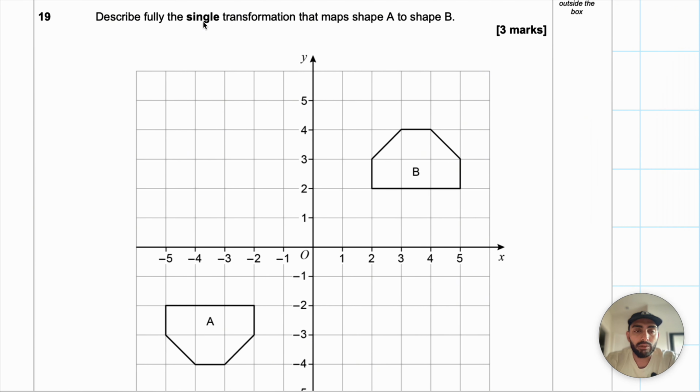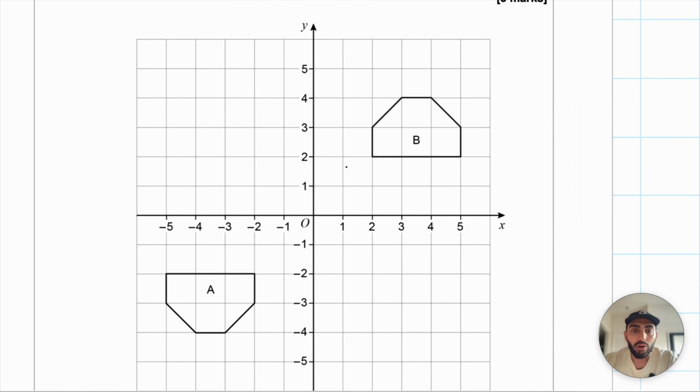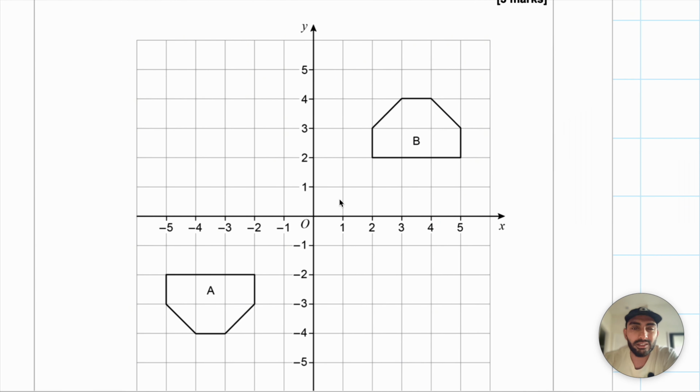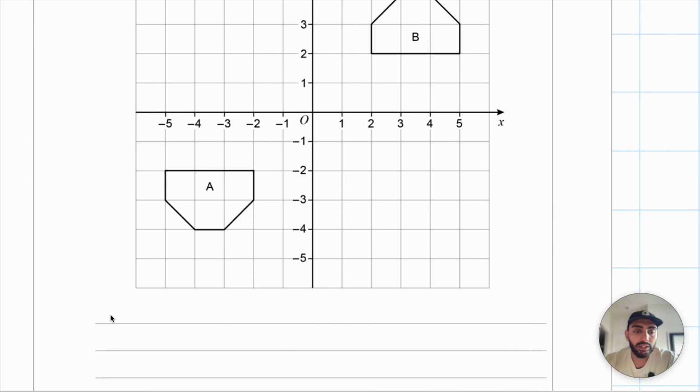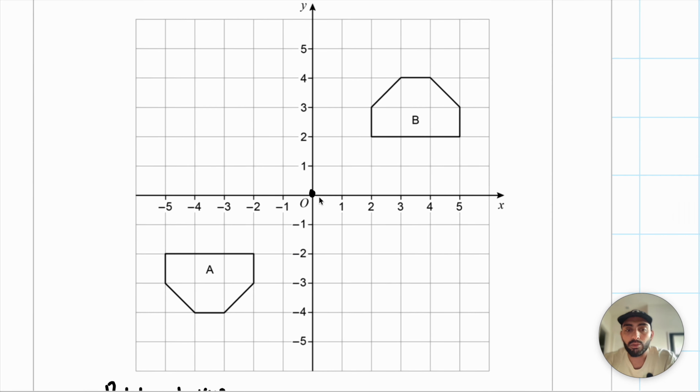Question 19. Describe fully the single transformation that maps shape A to shape B. So there's a few different types of transformations you can have. You can have reflections, rotations, enlargements, translations. This one is going to be a rotation, or it could be an enlargement. I think for this one, it would be easier just to do it as a rotation. And I can see this one has appeared in the opposite direction. So it's going to be a rotation of 180 degrees. And we need to find the center of rotation. So the way you can do that, you just use your tracing paper, and I would probably try this point, and this is the actual point that it would be. So it would be 0, 0.